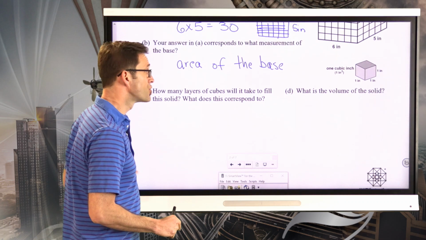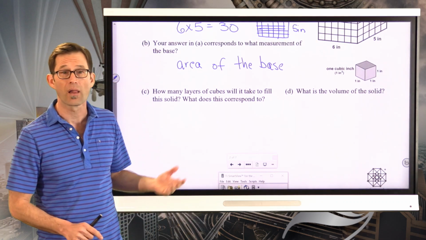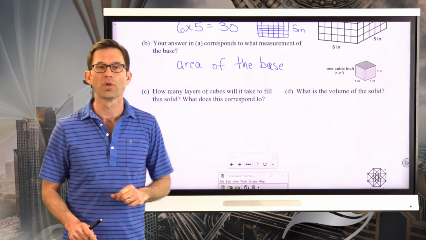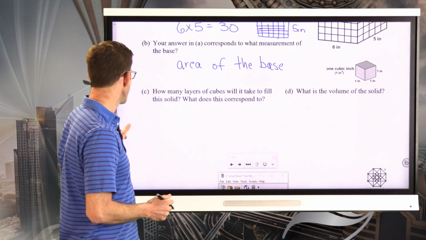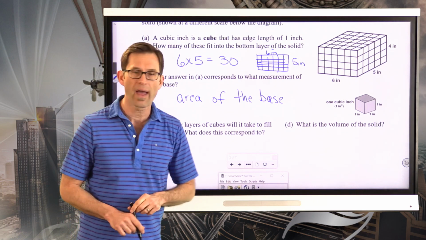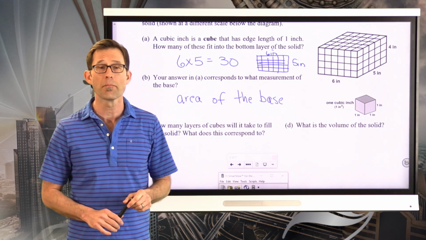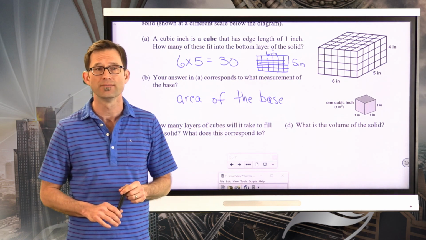Now, we're still trying to figure out how many cubes fill up the solid. Well, how many layers of cubes will it take to fill up the solid, and what does this correspond to? So how many layers of cubes would I have? That you can see directly from the picture. Go ahead and answer that question.